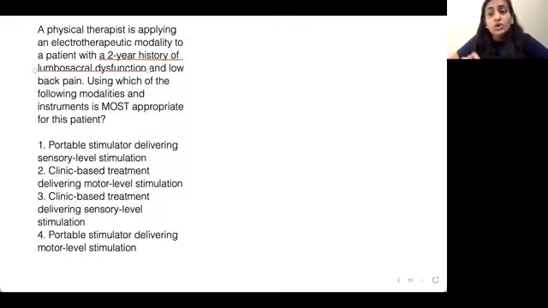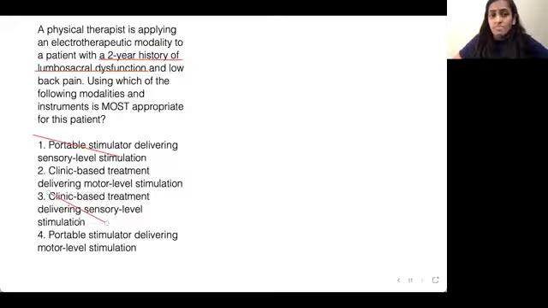Low TENS, right? So is low a motor one or is high a motor one? Low. What is high? It's a sensory. So what options can I eliminate here? You can eliminate sensory. Now you're stuck between 2 and 4.